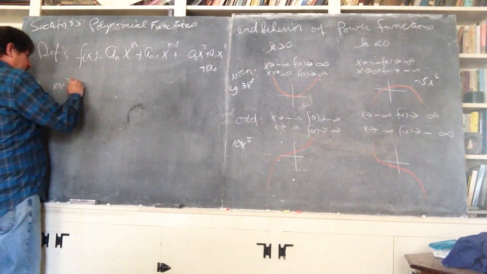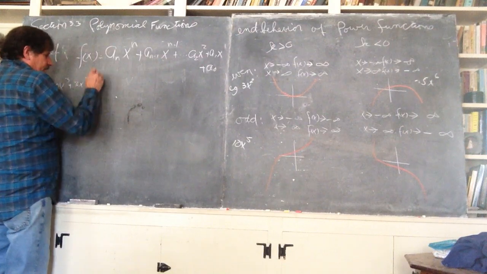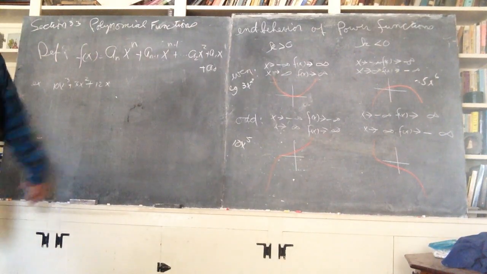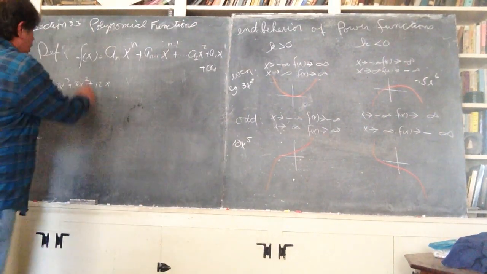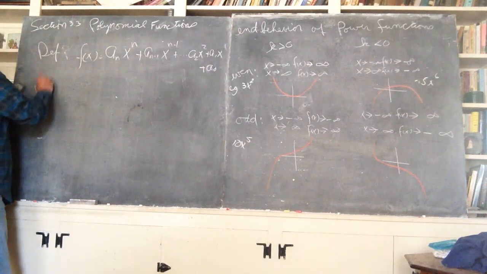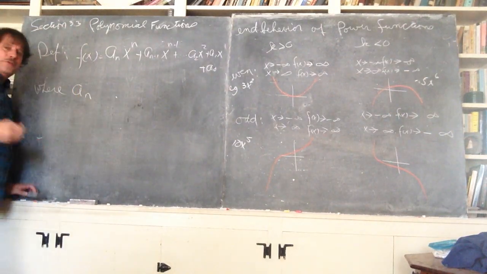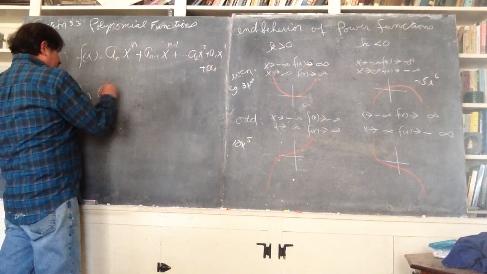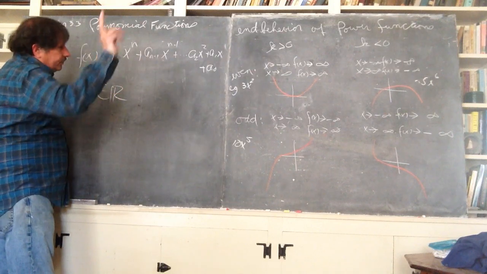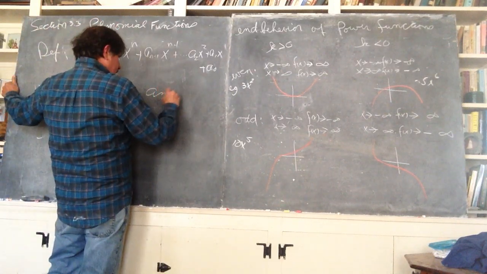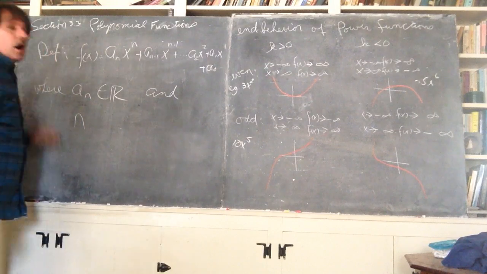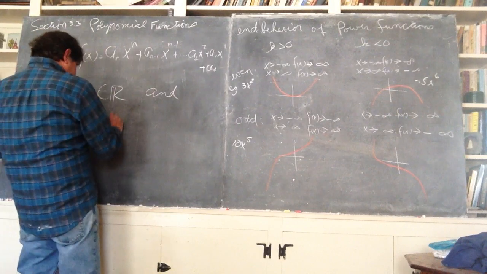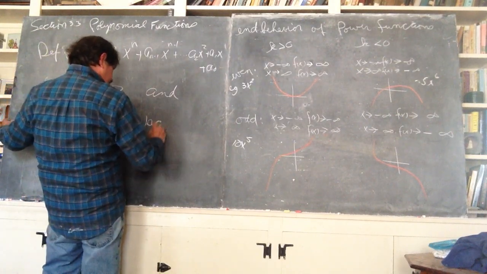10x cubed plus 3x squared plus 12x. That's a polynomial function. A polynomial function looks like this, where a sub n is any real number. Actually, it could even be a square root or an irrational. It is a real number. But now here's the difference between a power function and a polynomial: n is actually a whole number. It's a non-negative integer. Non-negative integer.